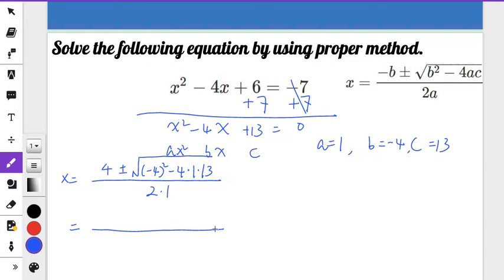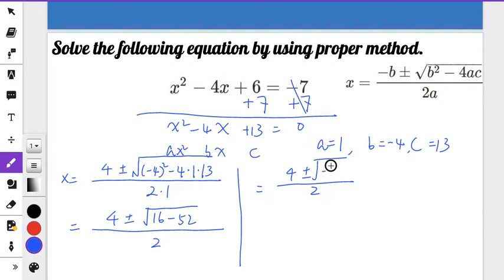Now all we need to do is kind of mental math. We just do this, and 16 minus 52. We just follow the order of operations, and then we get this. So now our answer is simplified as 2 for plus or minus the square root of -36. We're going to stop here a little bit.